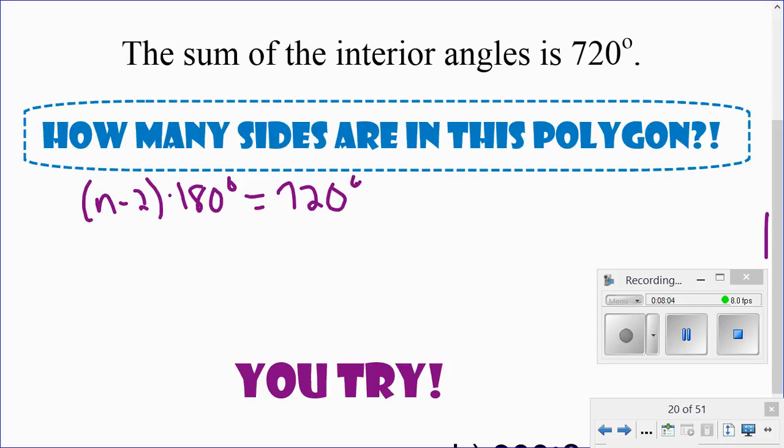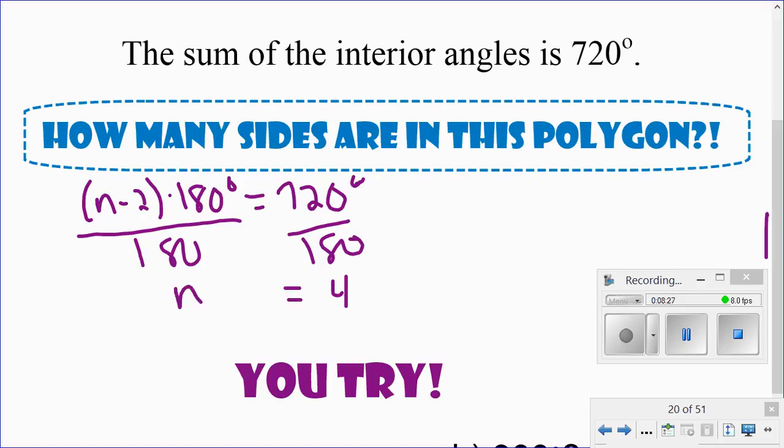and we'll solve for n. So first, we need to get 180 out of there, so we'll divide both sides by 180. So I need to figure out what 720 divided by 180 is, and that's 4. That's not my answer though. That's not the number of sides because that's equal to n minus 2. So I have to add 2 and get 6. So how many sides are in this polygon? 6 sides.